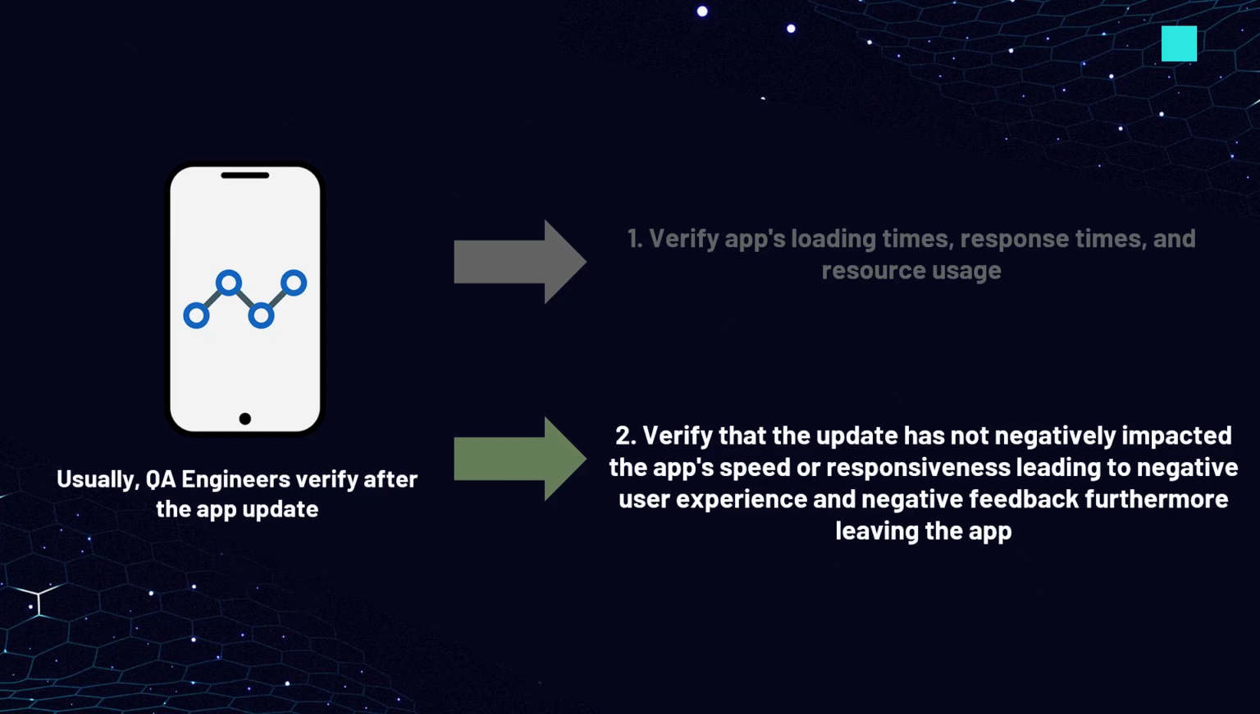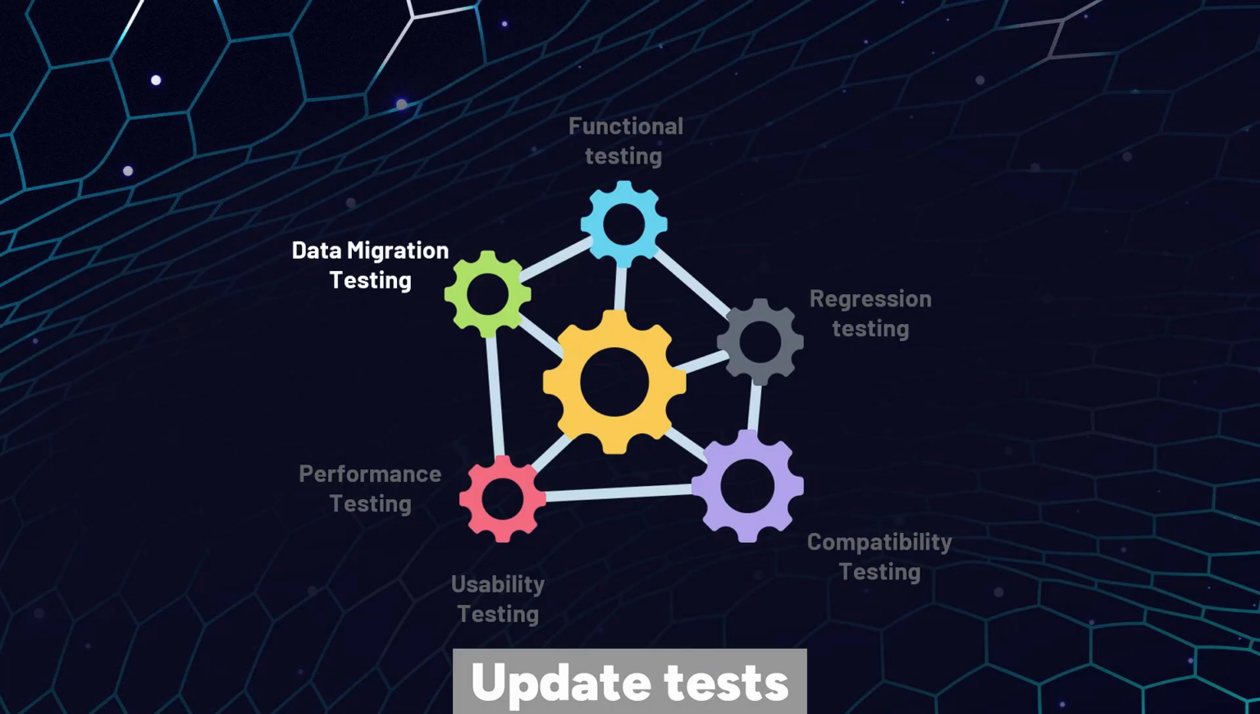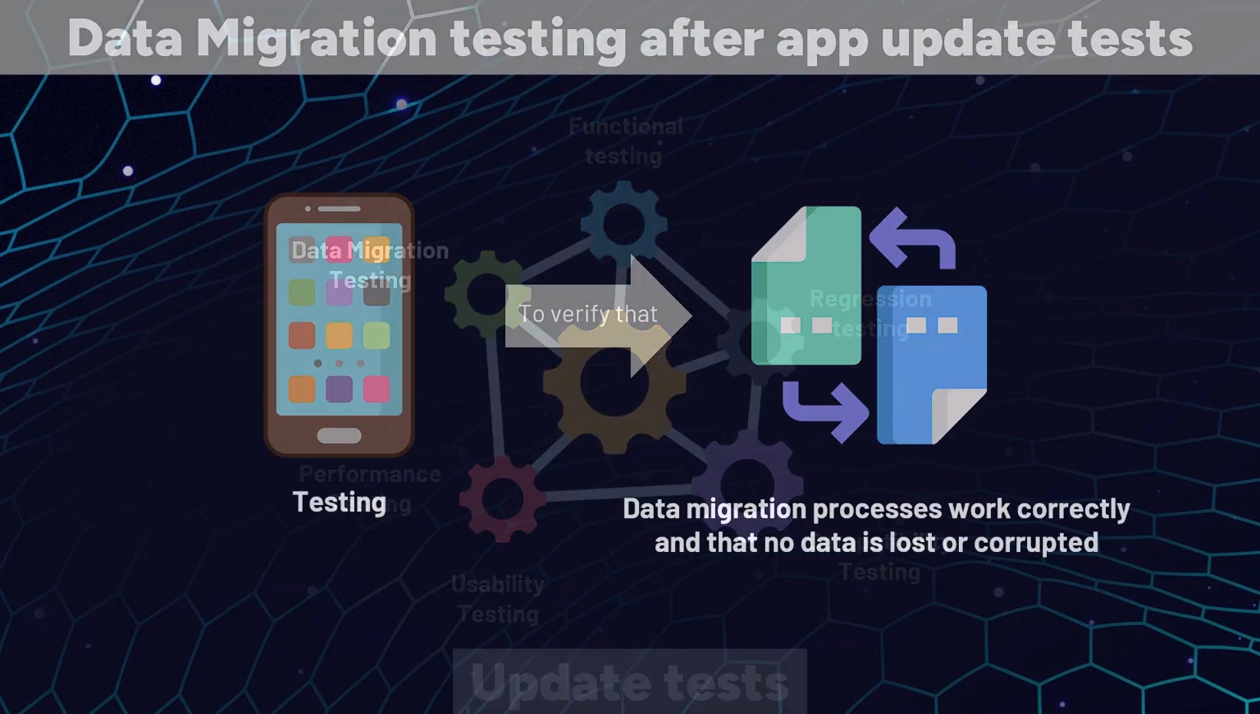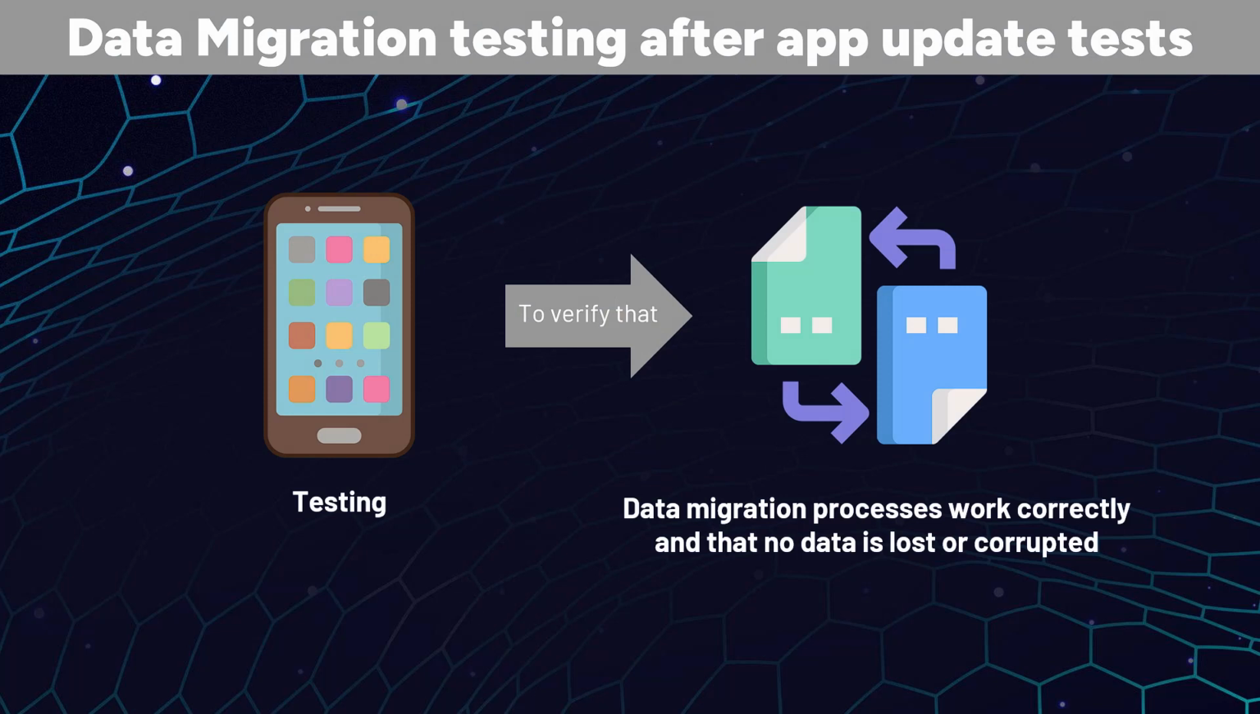The last but not least important key aspect that the tester should test during an update test is data migration testing. If the update involves changes to the app's database or data storage, testers verify that data migration processes work correctly and that no data is lost or corrupted.